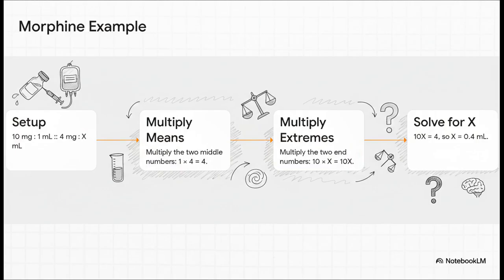Say the order is for 4 milligrams of morphine, and what we have is a vial that says 10 milligrams per 1 milliliter. We set up our ratio. 10 milligrams is to 1 milliliter, as 4 milligrams is to our unknown, which we'll call X milliliters.